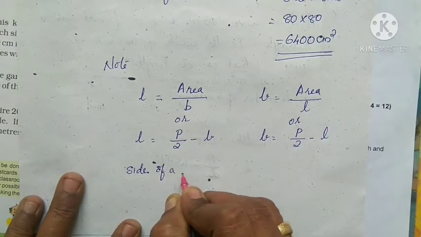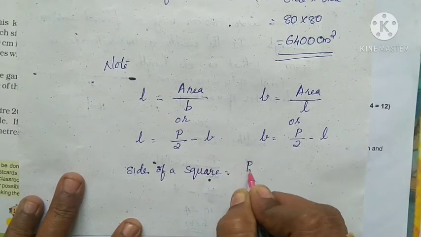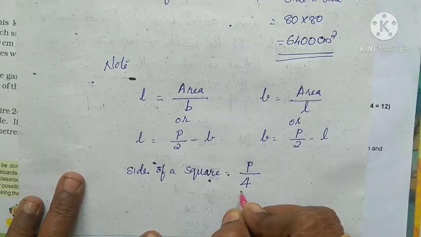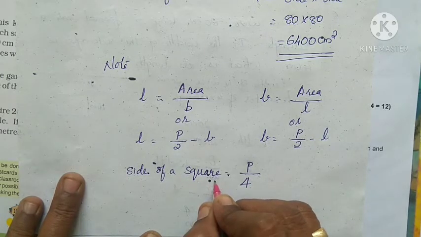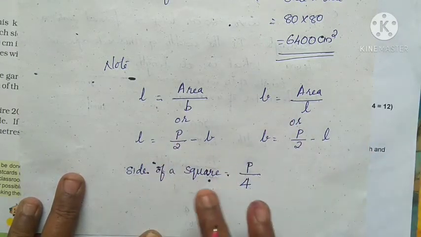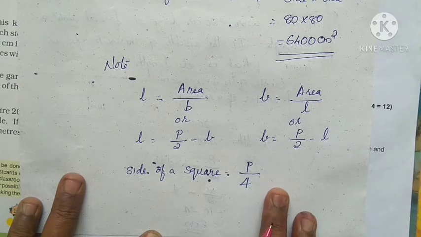Understand? So we needed to find out the side of a square. At that time, perimeter divided by 4. This is the formula to find out the side of a square. Understand? So you have to remember these formulas in your mind. Okay?